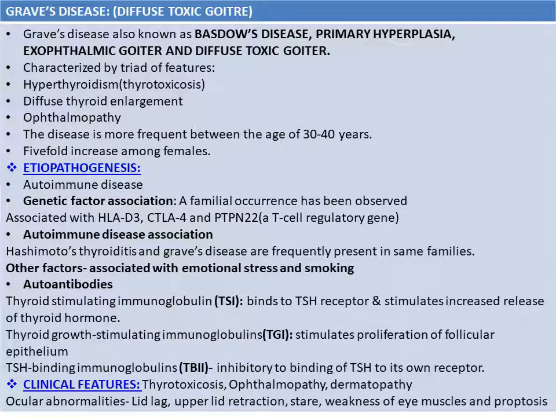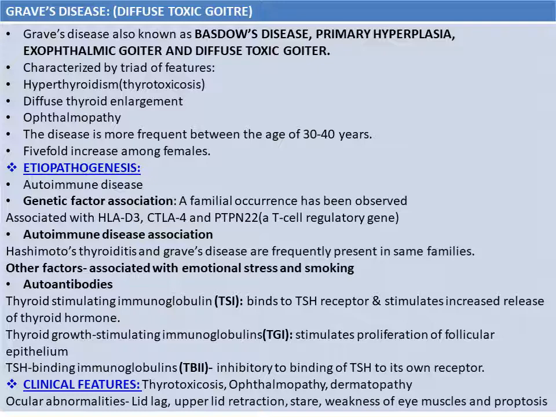Graves' disease is characterized by a triad of features, that means 3 features: hyperthyroidism, also called thyrotoxicosis, diffuse thyroid enlargement, and ophthalmopathy, that means eyeball enlargement. So: hyperthyroidism, diffuse thyroid enlargement, ophthalmopathy. The disease is more frequent between the ages of 30 to 40 years, with a 5-fold increase among females, so it occurs more in females.